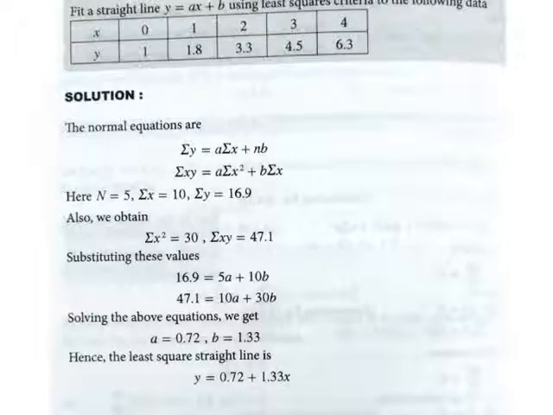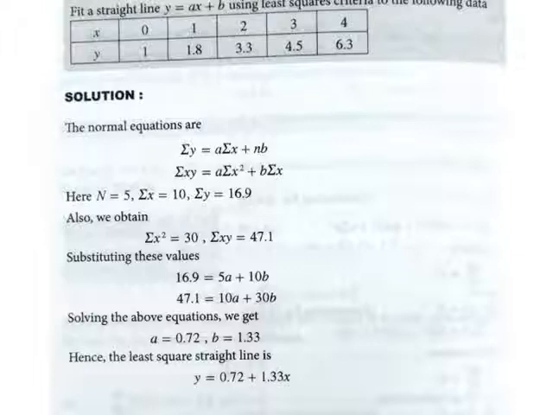First example, we need to fit a straight line y equals ax plus b using the least square criteria, and the data is x, y: 0, 1, 2, 3, 4 and 1, 1.8, etc. Firstly, note down the normal equations. Those are summation y equals a summation x plus n into b. In this question, the straight line is assumed as y equals ax plus b, and when you apply the summation, the n arises with b, not with a.